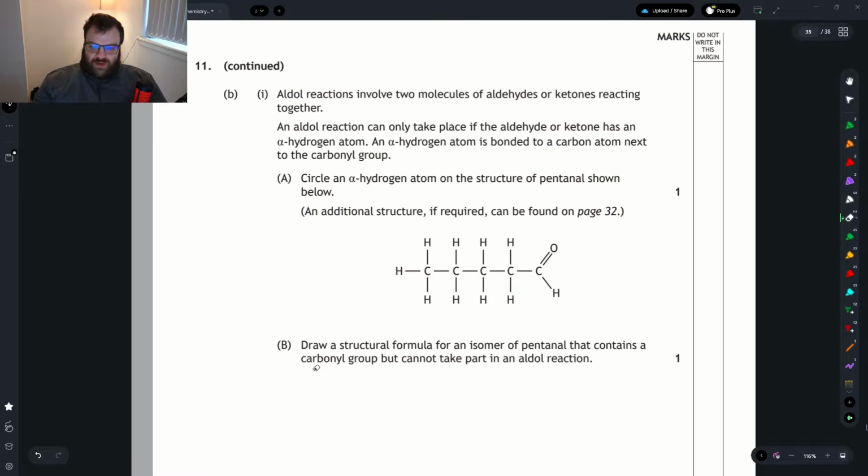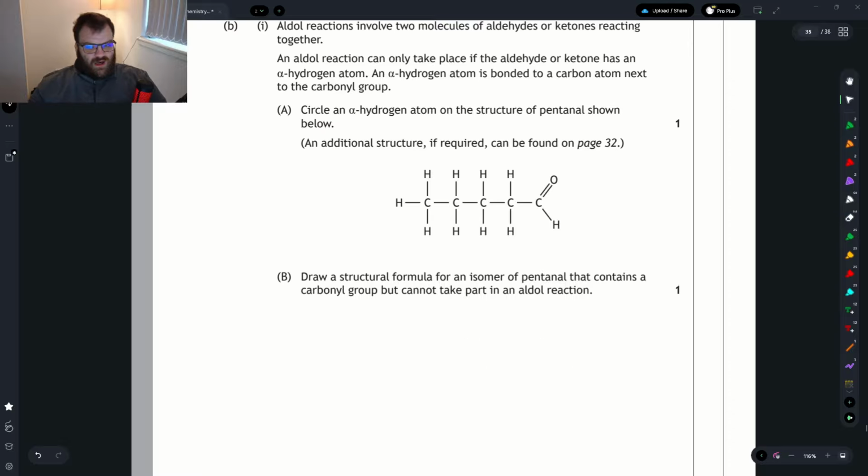Next one, we're looking for an alpha hydrogen. Our carbonyl group is C double bond O. We're looking for the carbon next to that, which would be this one here. And it's any of the hydrogens attached to that, which would give us these two hydrogens there.